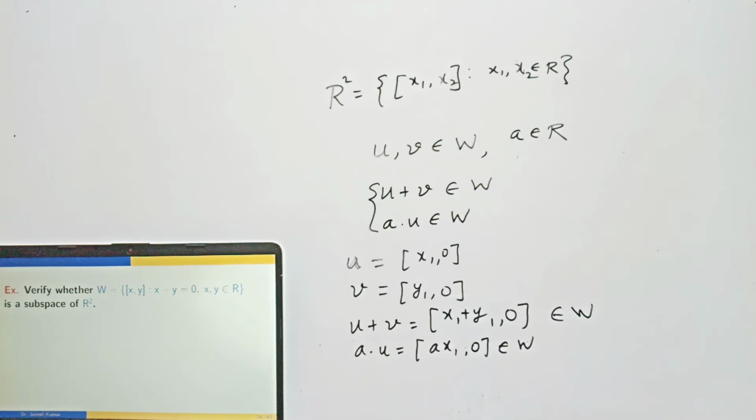Now let's do these examples of verification of subspace. Verify whether W equal to (x, y), again a subset of R2. What kind of (x, y) are there in W? x minus y is 0, where x, y belong to R. Means all ordered pairs (x, y), where x minus y is 0, belong to W. Is it a subspace of R2? That is the question.